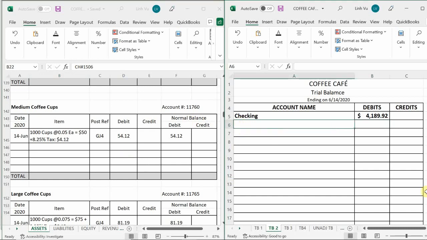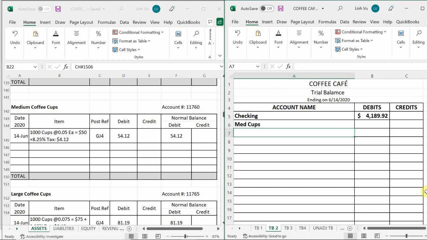Medium coffee cups. You can do whatever you want on your trial balance as long as you know what these accounts are. So in this case, if I want to abbreviate medium coffee cups, by all means, I could put medium cups, because I know that this account is my medium cups. However, on your journal, you cannot abbreviate.